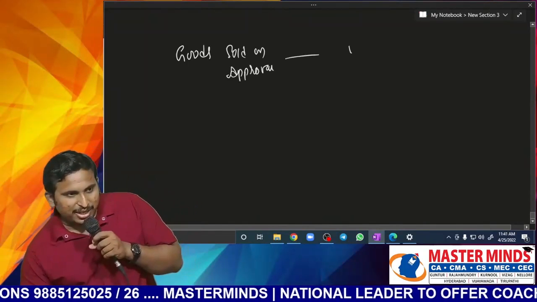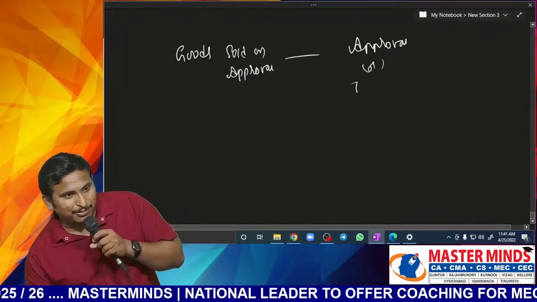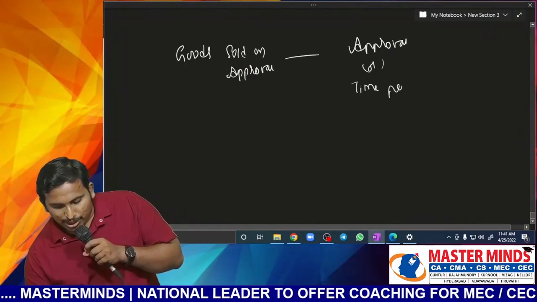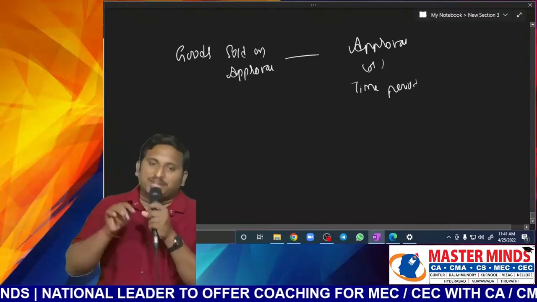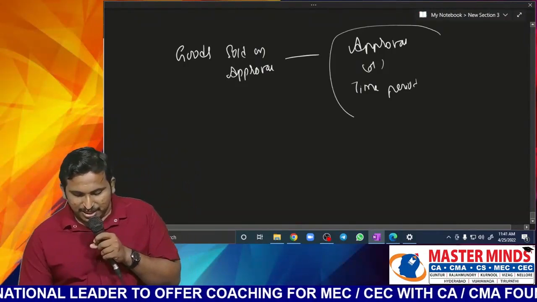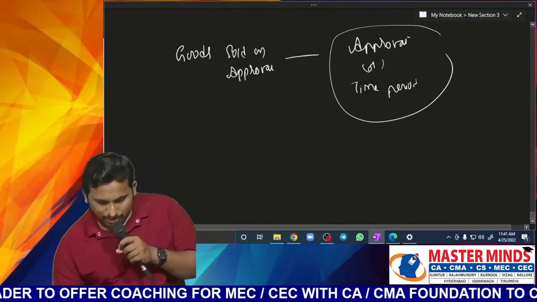Either when he has given an approval or the time period is completed. Usually we look at the time period mentioned in the contract. If nothing is mentioned, even if a reasonable period is completed, we say that the sale is completed. Is that clear, sir? I think I need not explain.